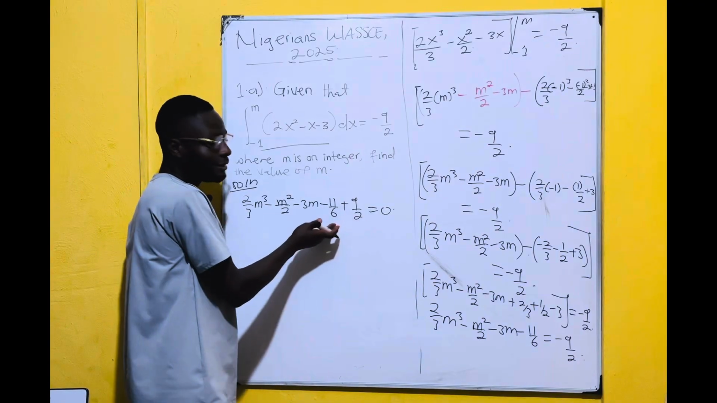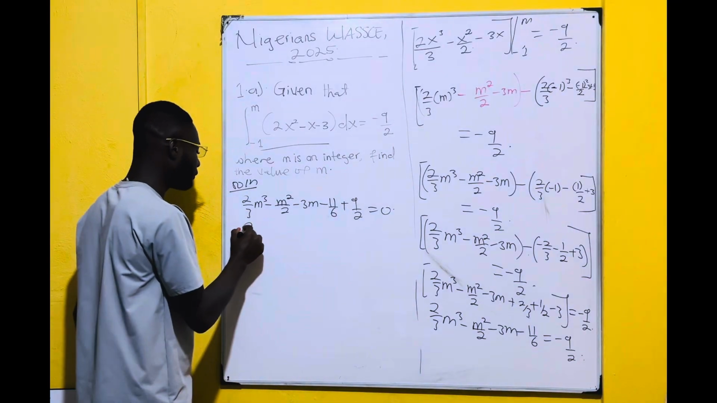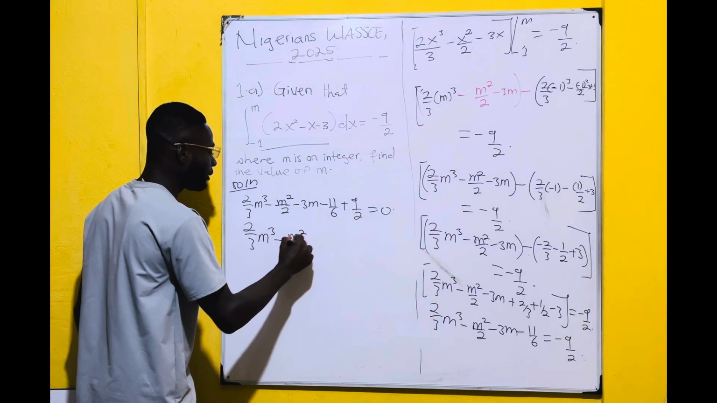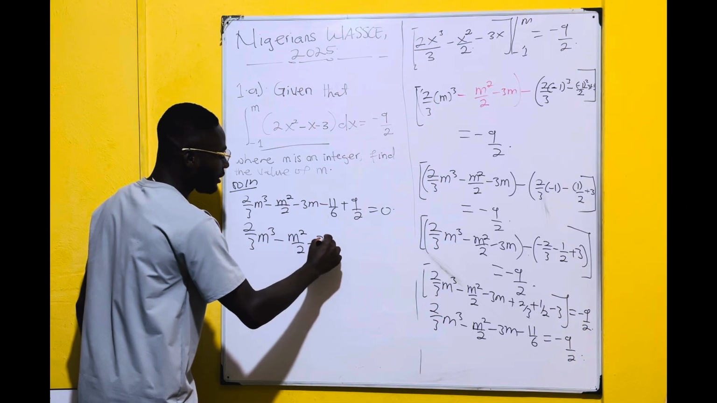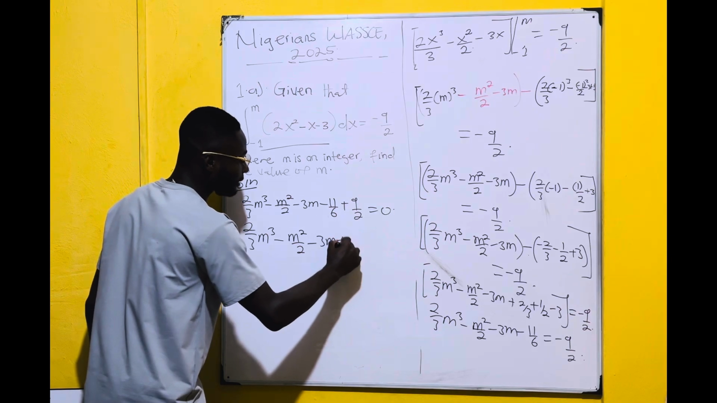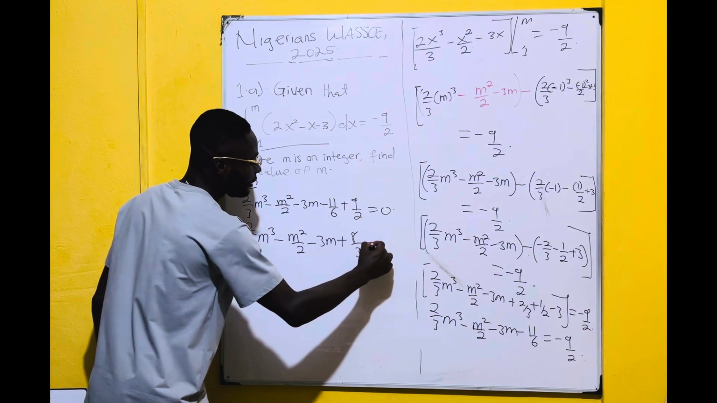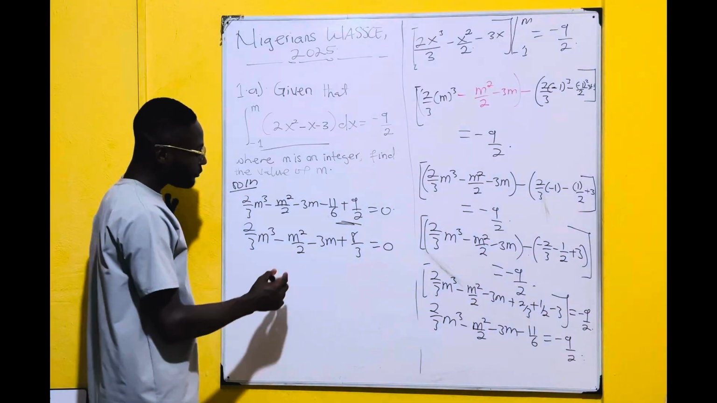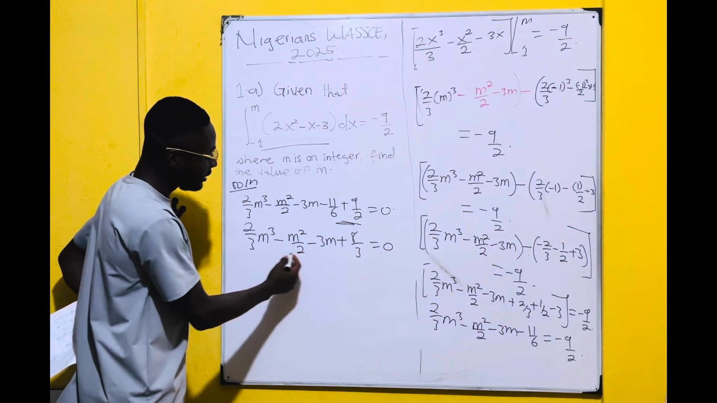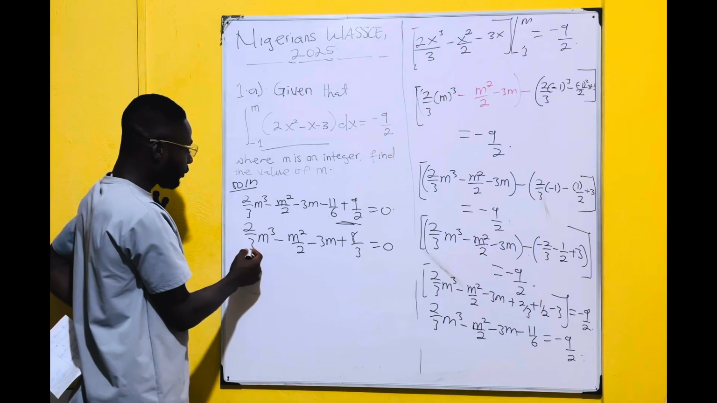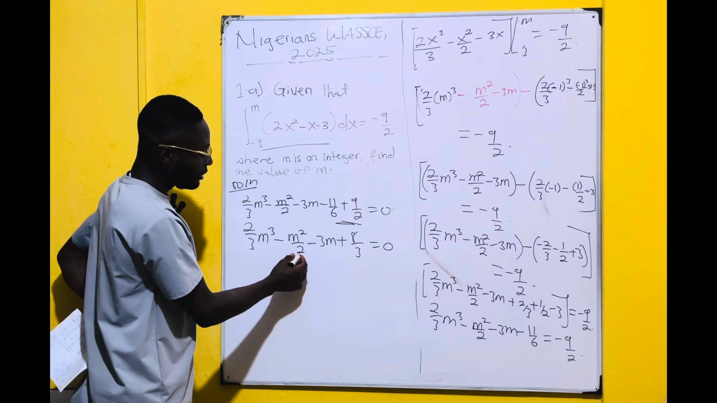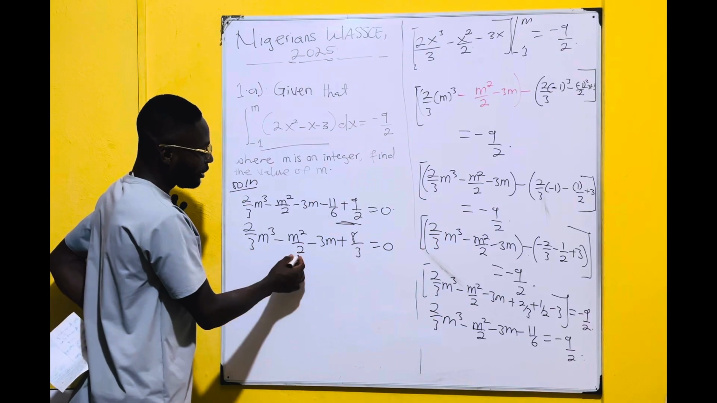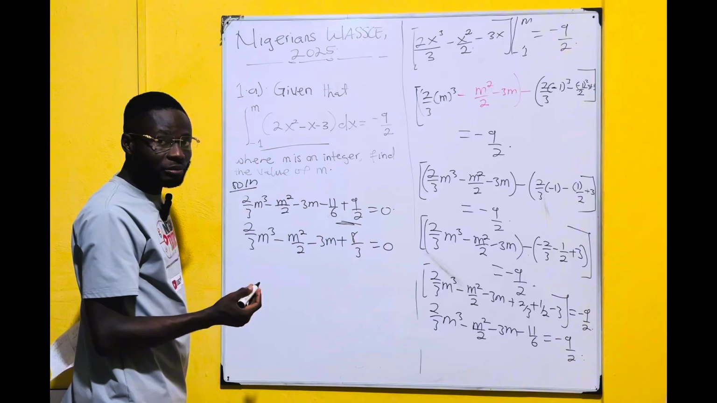So we're going to add these two, right? So we're going to have 2 over 3 m cubed minus m squared on 2 minus 3m plus 8 on 3 equals 0. When you add these two, you have 8 on 3. Okay, so now we have to avoid these fractions, right? And the common denominator will be what? 6. Okay, 3 here, 2 here.